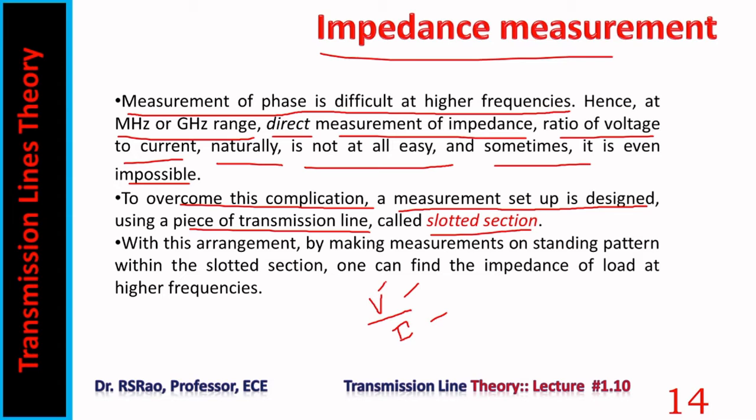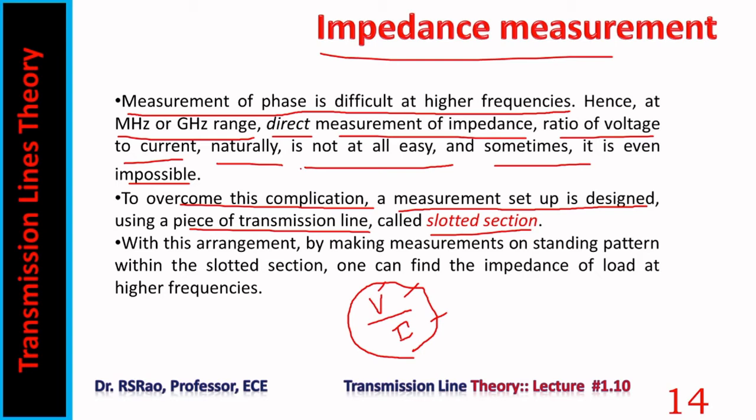It is quite difficult finding voltage. Another serious problem is that in the megahertz range and gigahertz range, voltages and currents are not used. The concept of voltage and current gives way to fields, electric field and magnetic field. So impedance, which is defined in terms of V and I, that definition becomes somewhat irrelevant.